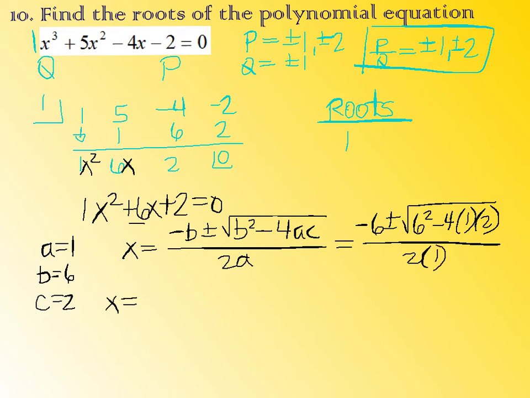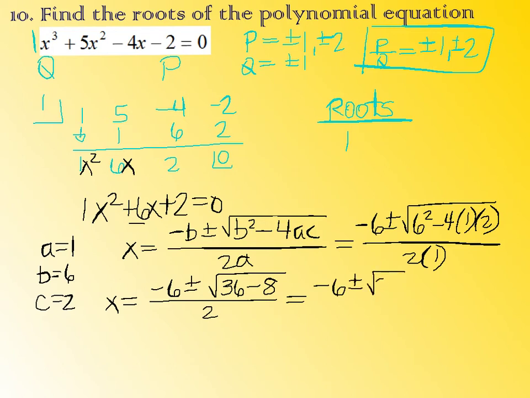So simplifying this, I have negative 6 plus or minus the square root. 6 squared is 36. And then 4 times 1 times 2 is minus 8. And this is all over 2 times 1, which is 2. Simplifying this some more, I get negative 6 plus or minus the square root. 36 minus 8 would give me 28. And this is all over 2.